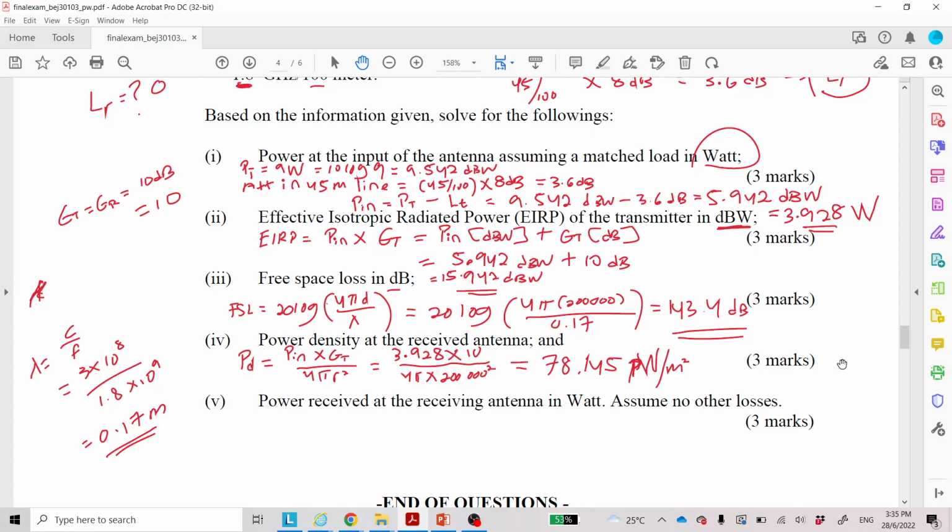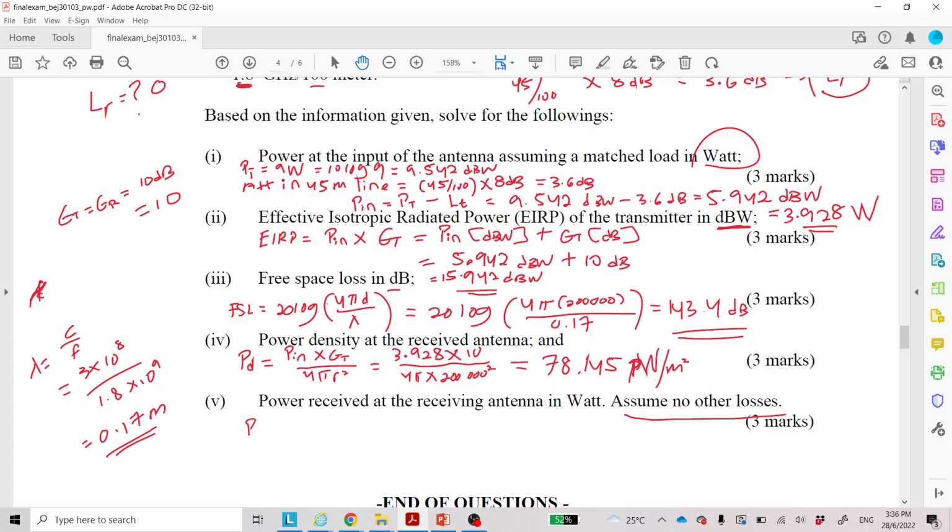And the last question, power received at the receiving antenna. Assume that there is no other losses. So the question has specified that there is no other losses other than stated in the question. So that means the losses are only due to the FSL and due to the transmission line.